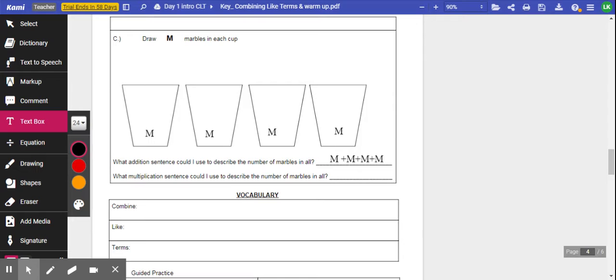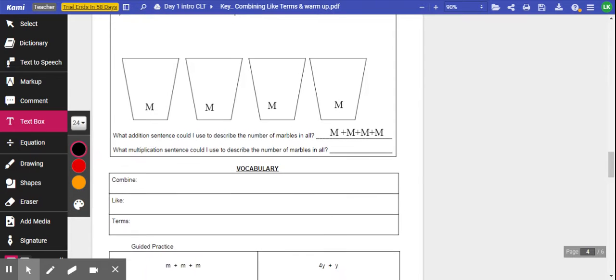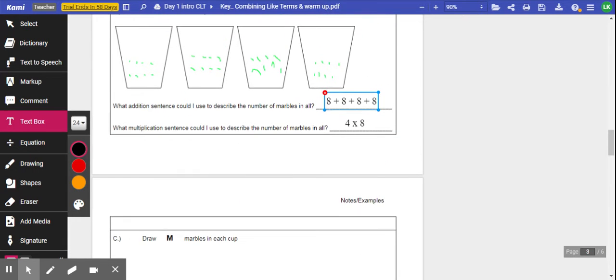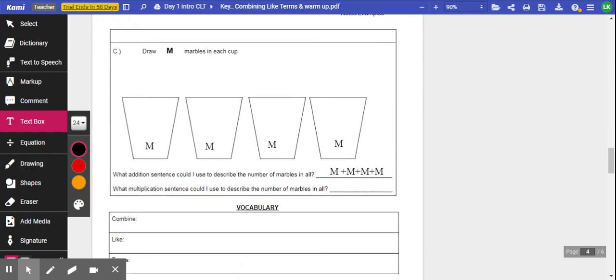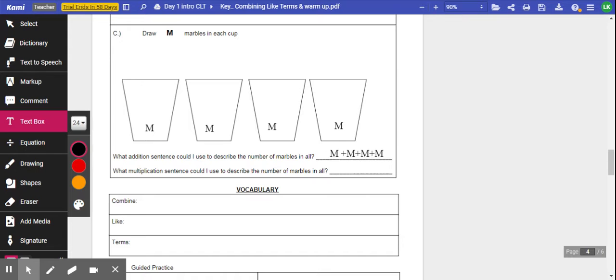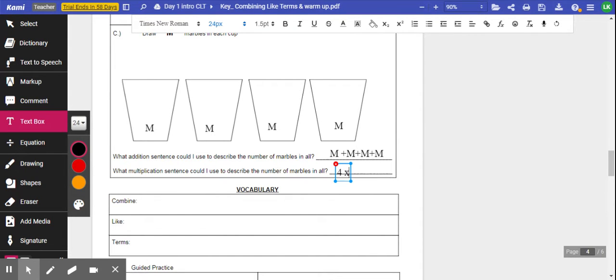All right. So what multiplication sentence can I use to describe the marbles? Think about what we did before. Go up a little bit. How many cups were there? 4. And how many in each cup? 8. So we did 4 times 8. What do you think we'll do here? Yeah, same thing. 4 cups times m in each one.